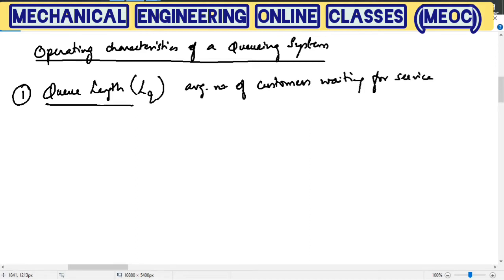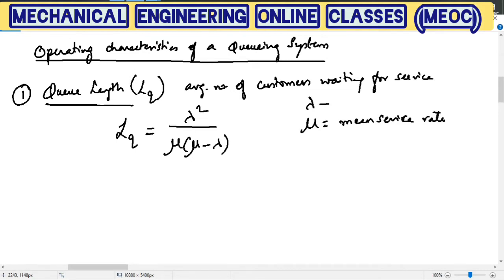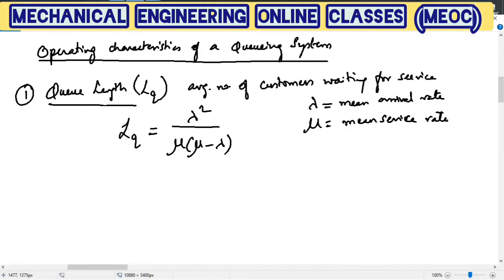If lambda is the arrival rate and mu is the service rate, then the length of the queue can be calculated as lambda squared by mu into (mu minus lambda), where mu is the mean service rate and lambda is the mean arrival rate.